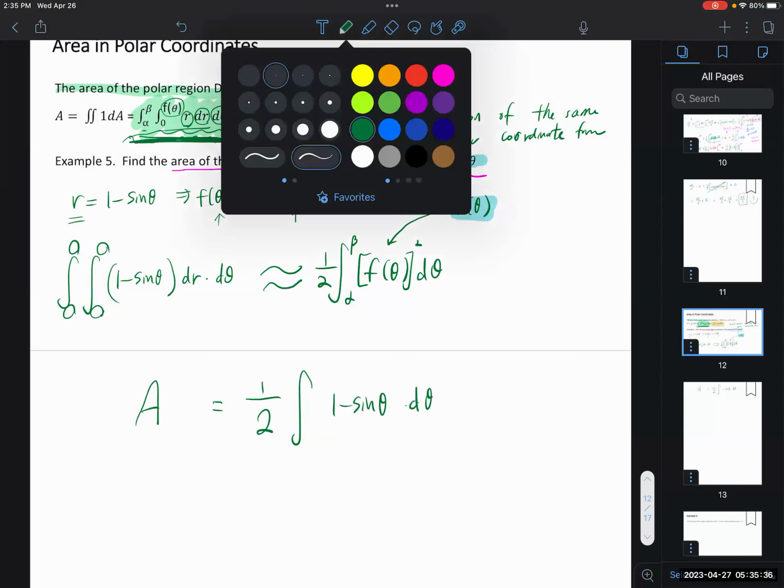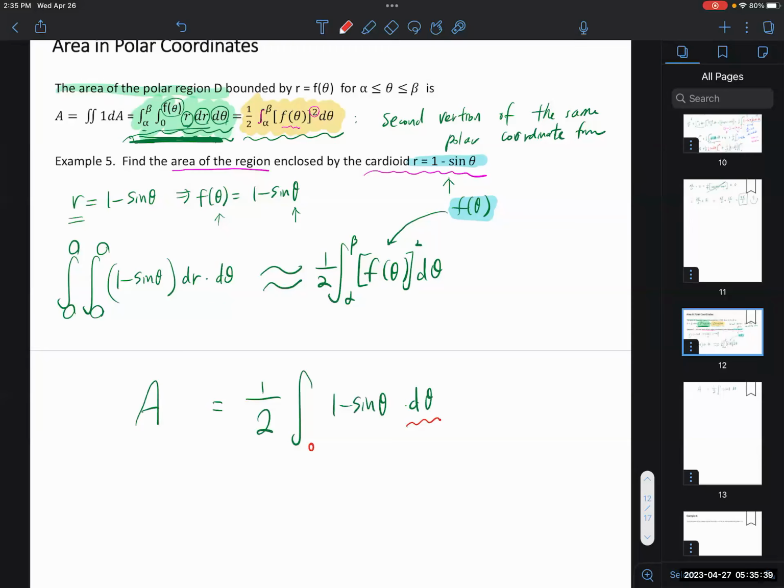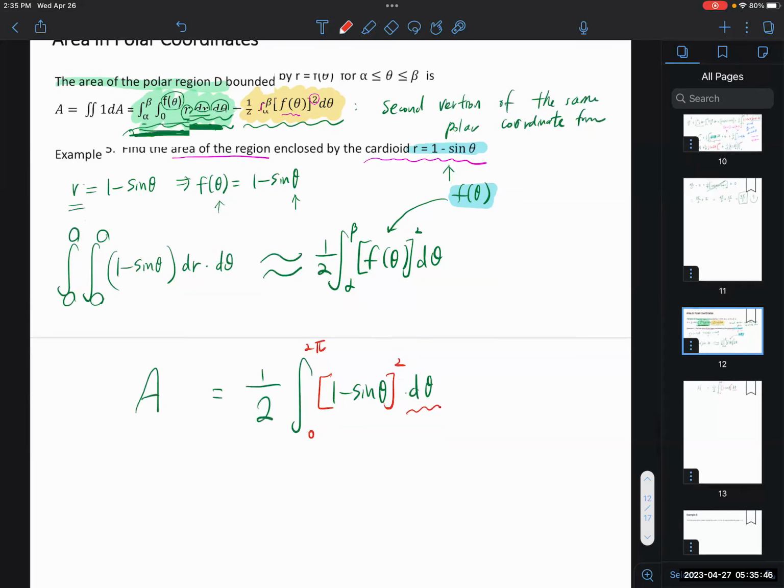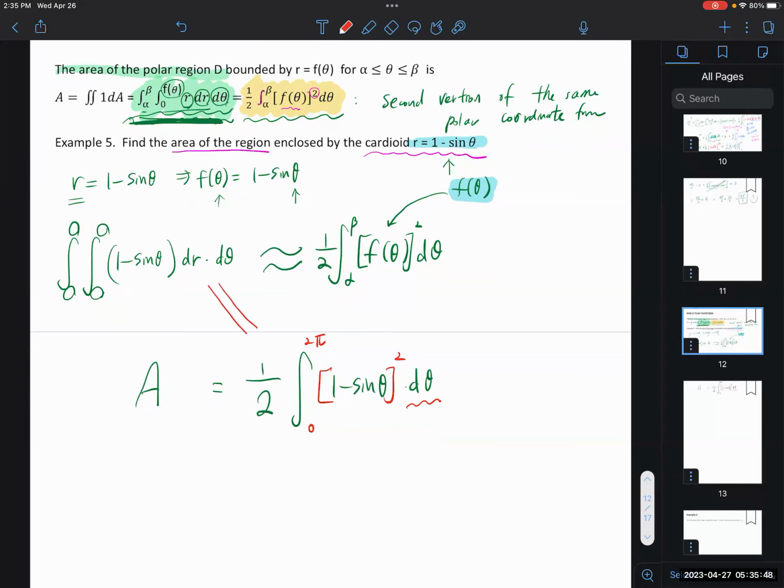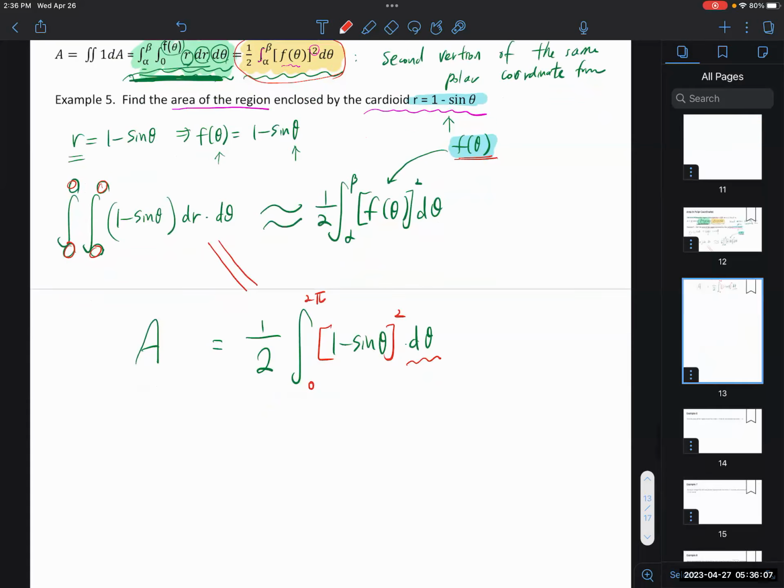And what did I say? If you have theta, it's always 0 to 2 pi. And then here, we are going to have a second power. That's it. This is the same, you will get the same answer. But the problem is, we don't know the integral, it's more complicated. So this last version of the formula is simpler because if you have the f of theta function, everything is clear, because the theta integral is always 0 to 2 pi.